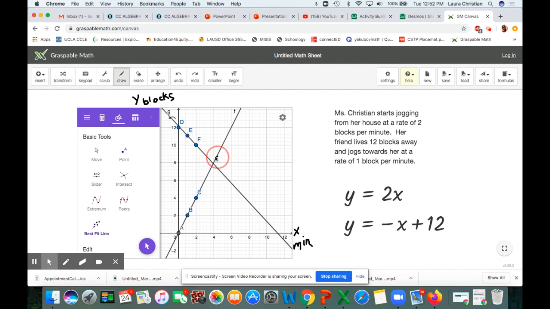And then we can see that our intersection is right here, and that is at the point 4, 8. So what that means, if we go down here, at 4 minutes, they meet each other, and they are 8 blocks from my house.